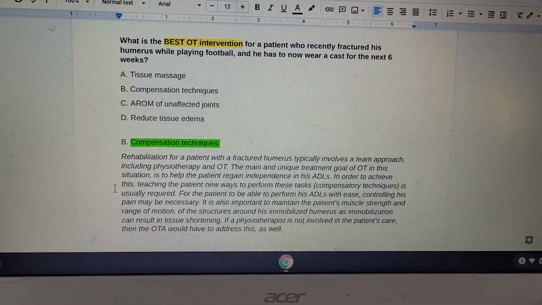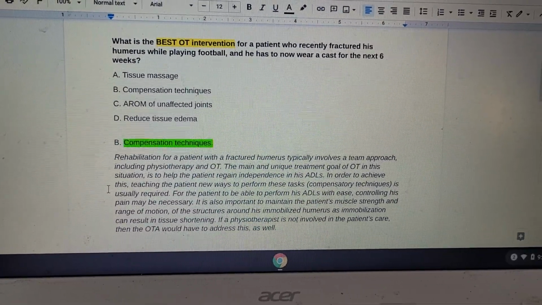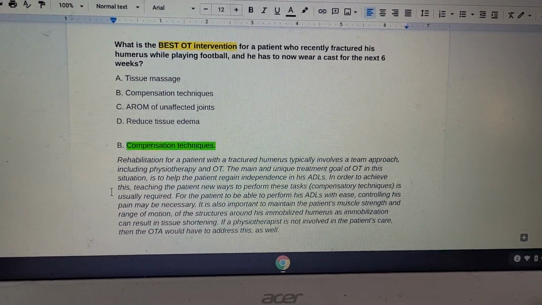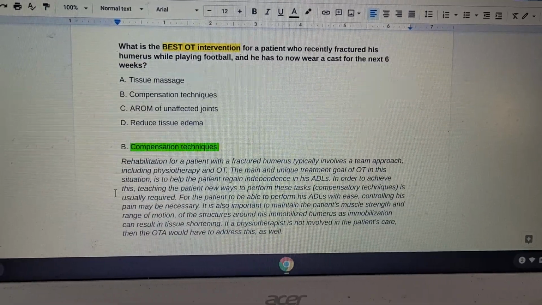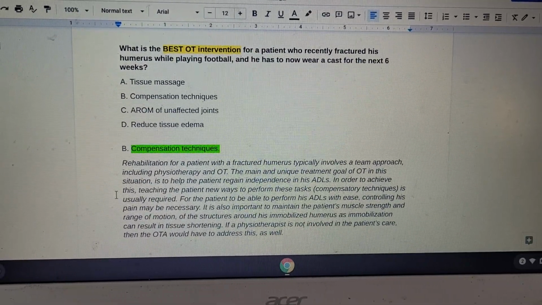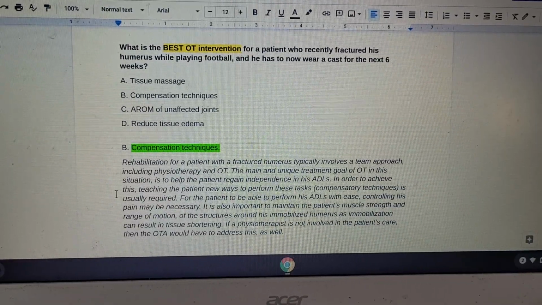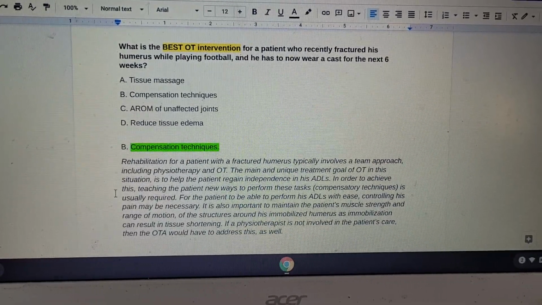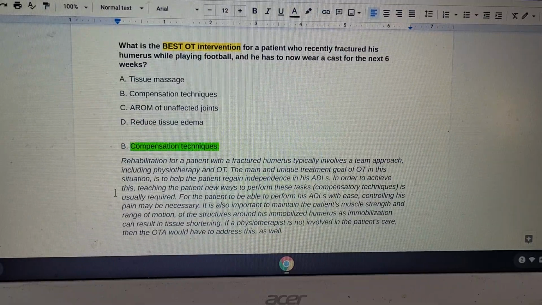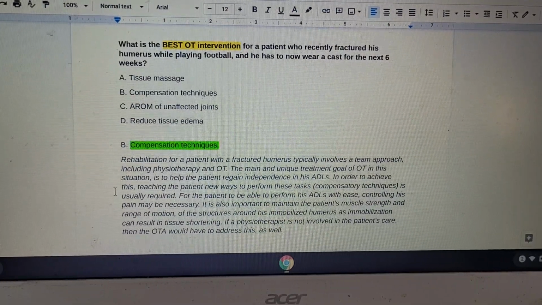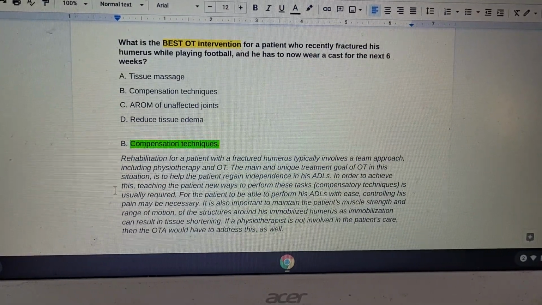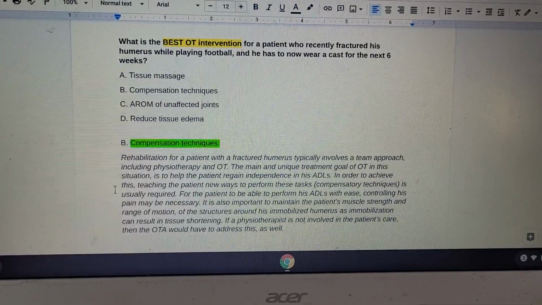So question 1, what is the best OT intervention for a patient who recently fractured his humerus while playing football and he has to now wear a cast for the next 6 weeks? A, tissue massage, B, compensation techniques, C, AROM of unaffected joints, D, reduced tissue edema. So the question is asking for best OT intervention. And the answer is compensation techniques.